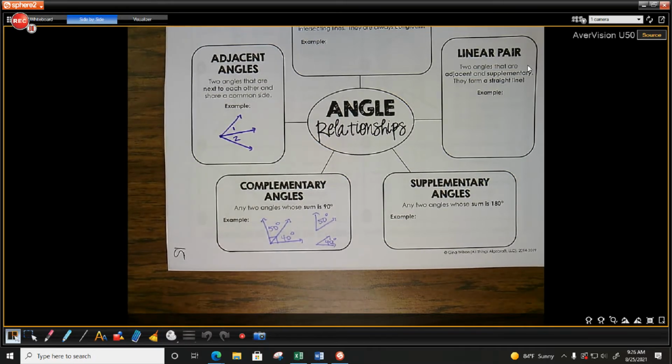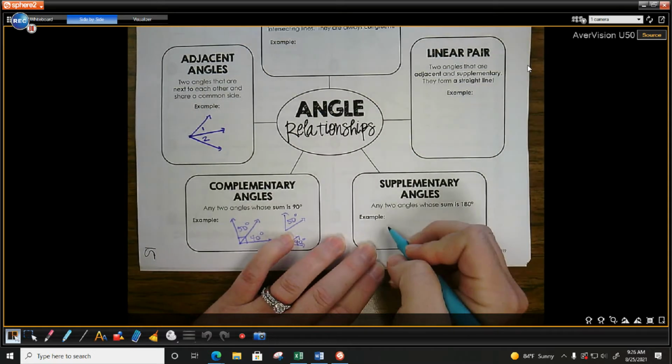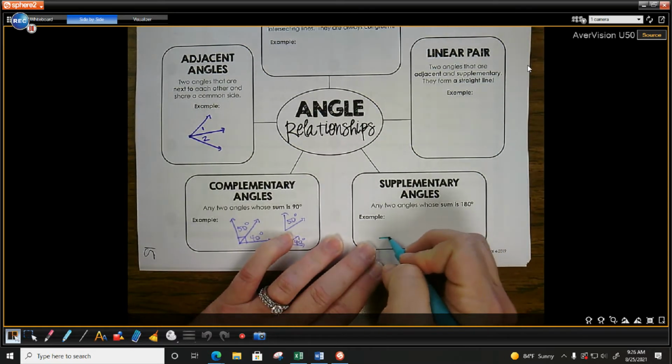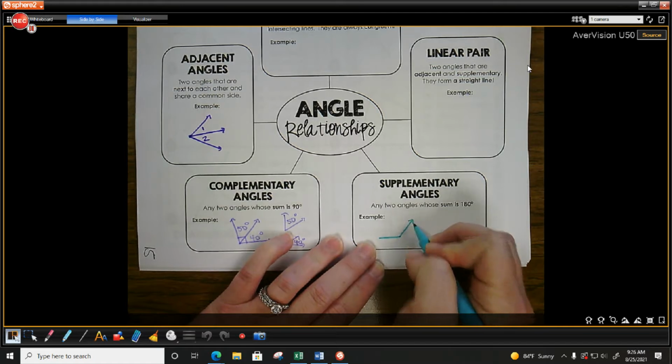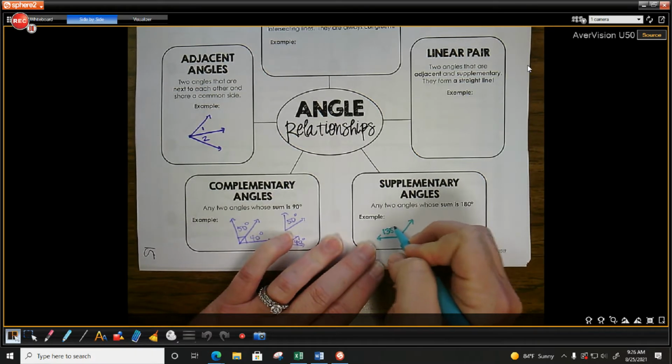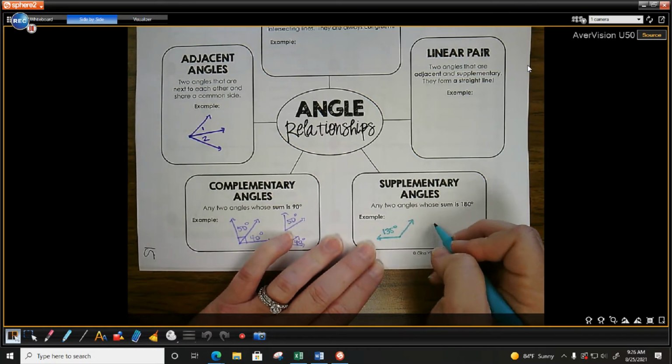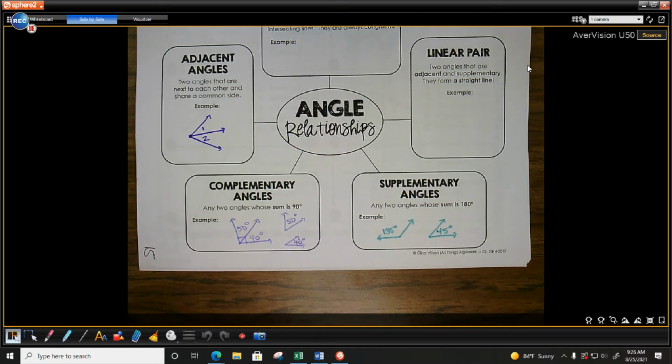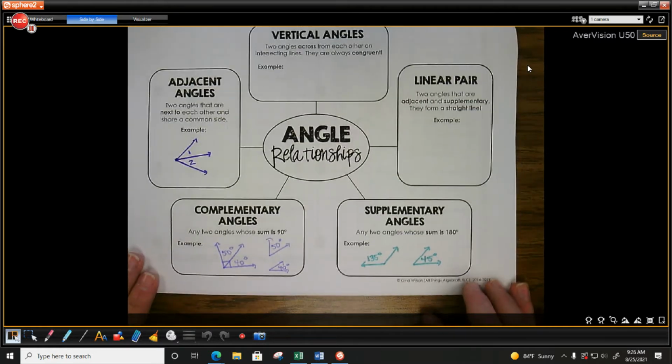Supplementary angles. Supplementary angles are just two angles whose sum is 180 degrees. So if I have like 135 degrees, and then if I have 45 degrees. Again, do those need to be adjacent angles? No. Can they be adjacent angles? Yes. Any angles whose sum is 180 are supplementary angles. Okay?